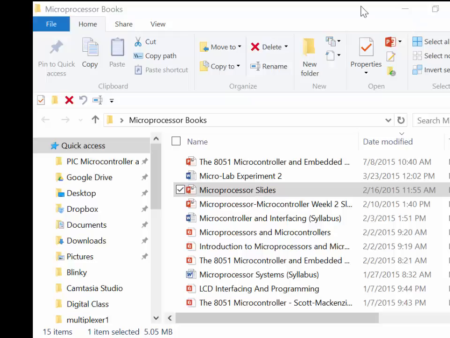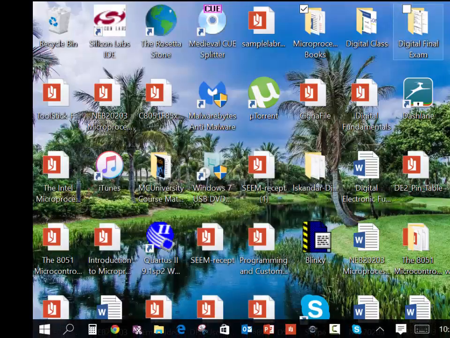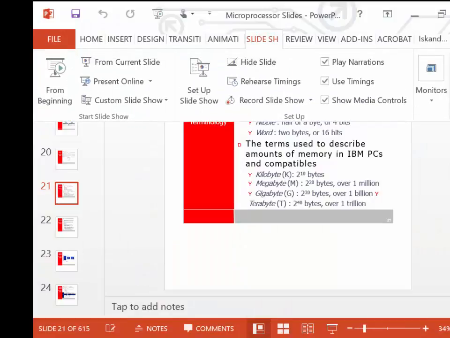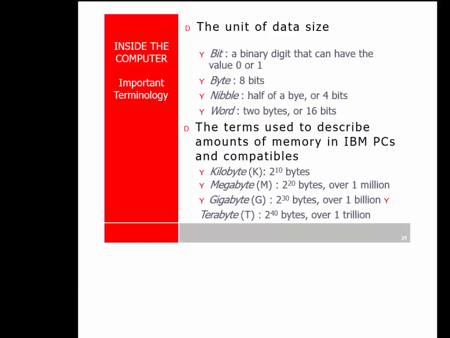Have control of the computer again. And right there, slideshow, and current slide.